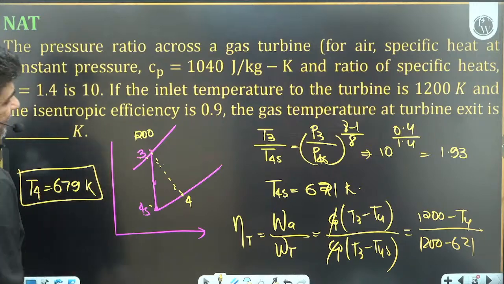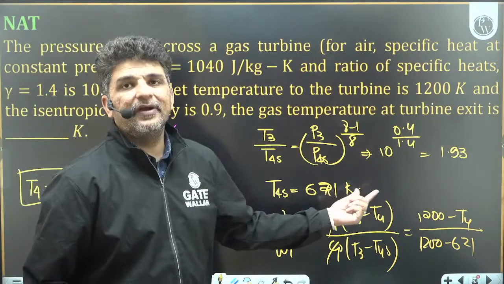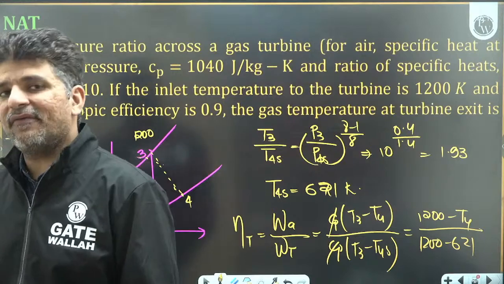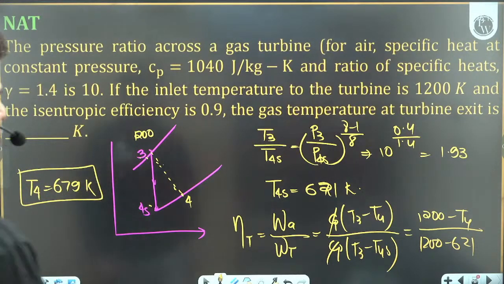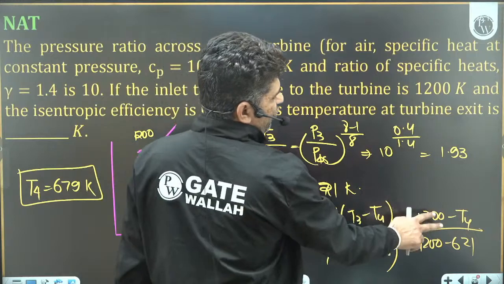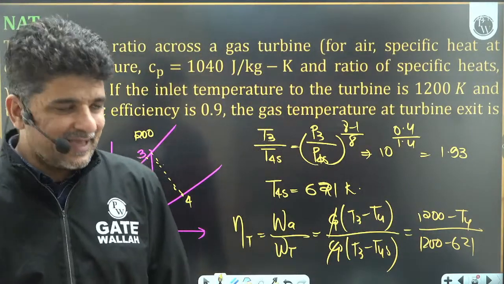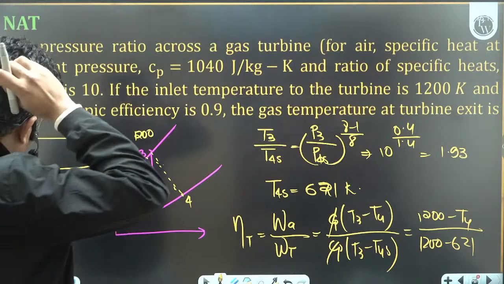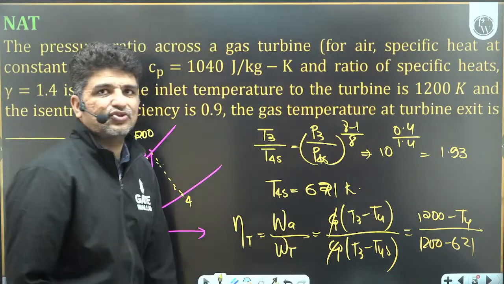T4 can never be less than T4s. T4 can never be less than 621. So those of you who have got 560 or so, that is because you have made this opposite. That is the efficiency of the compressor. Efficiency of the compressor is the isentropic work of the compressor divided by the actual work.